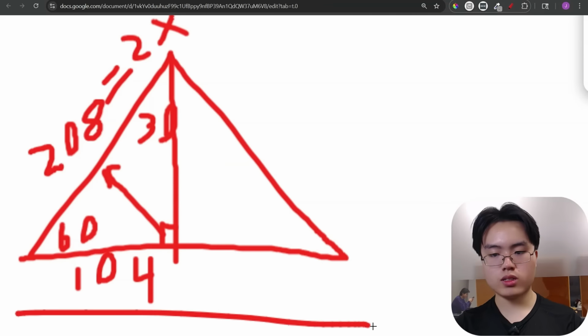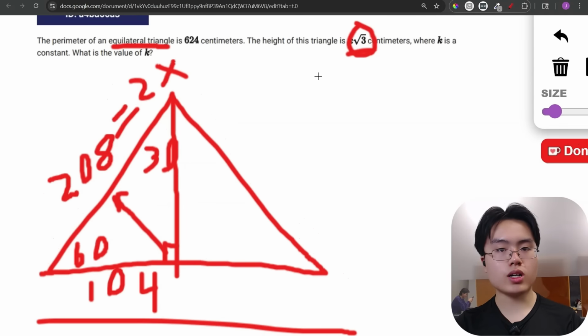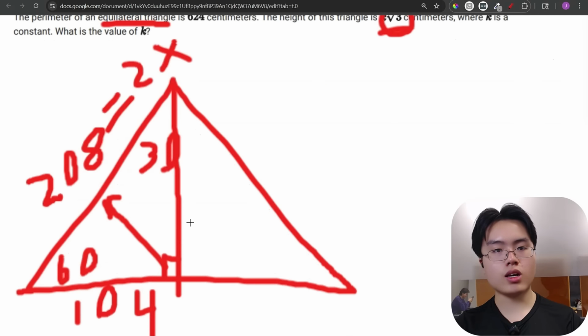Which you could have already gotten, because we know this side length is 208, so we bisected, right? We cut it in half to create the 30, 60, 90 triangle, so this should be in half. So it should just be 208 divided by 2. That works too. Okay, but the thing is, we need to find what the height of this triangle is to get k square root of 3.